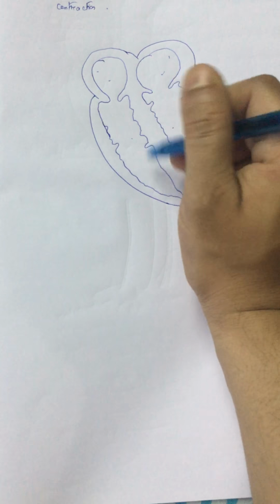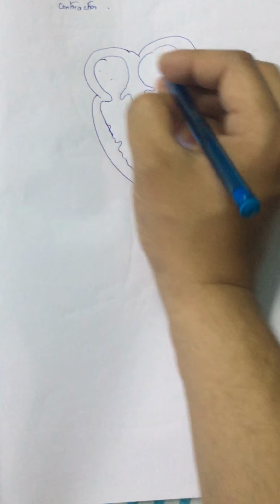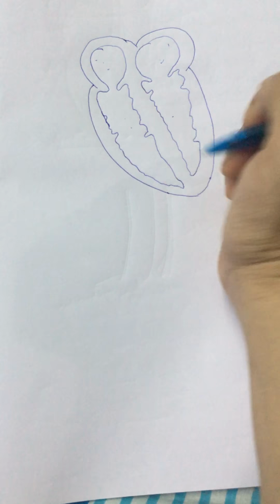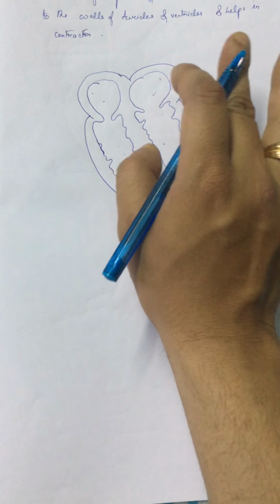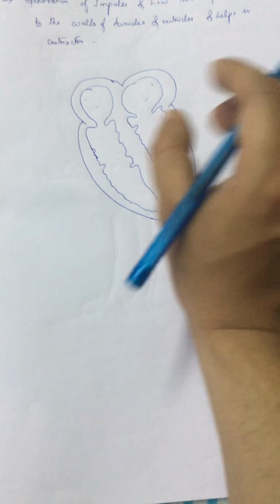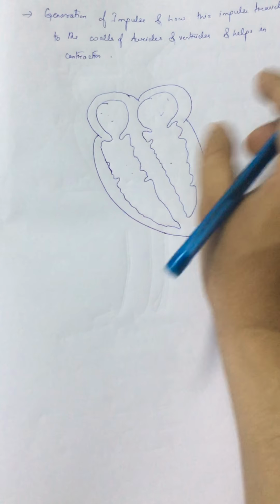That means these two chambers will be receiving the blood, and you know that this is the right auricle and this is the left auricle, this is the right ventricle and this is the left ventricle. Now I'll not label any other parts of the heart because all the other parts I had explained earlier. So here I'll be labeling only the conducting system parts.